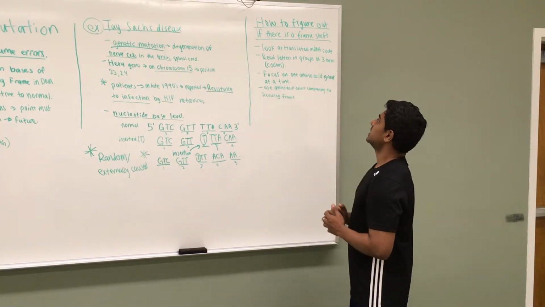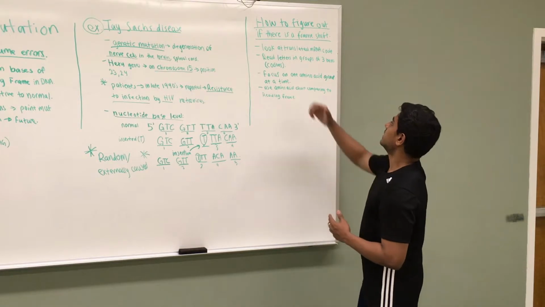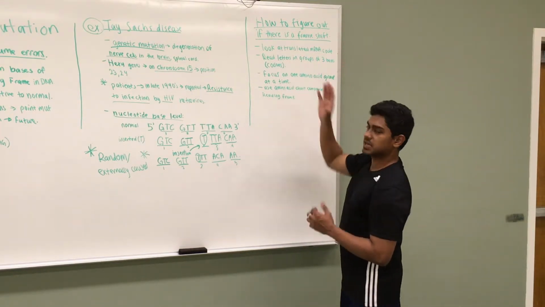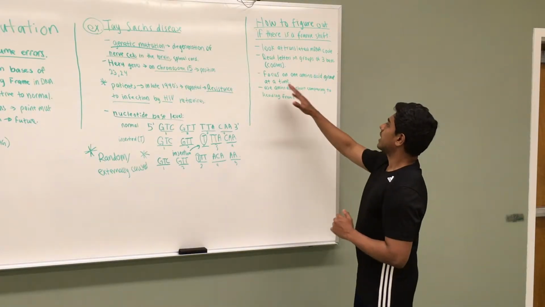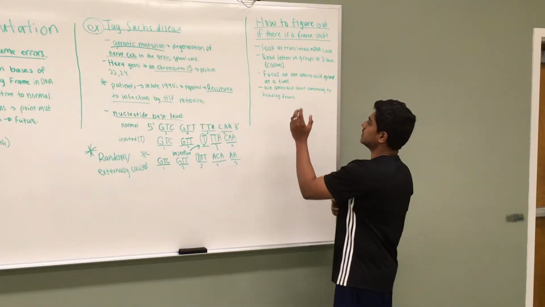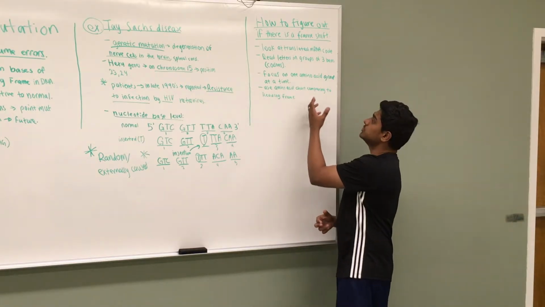How do we figure out if there is a frameshift mutation? We look at translated mRNA codes, and then we look at the letters in groups of 3 bases, basically codons. And then we focus on one amino acid group at a time. Then we use an amino acid group chart.